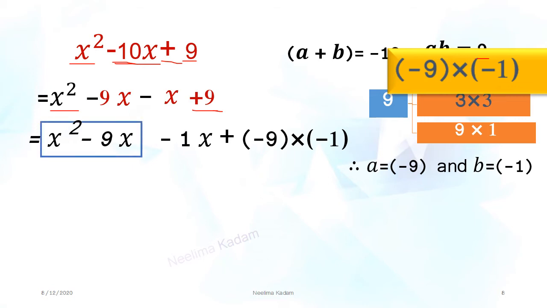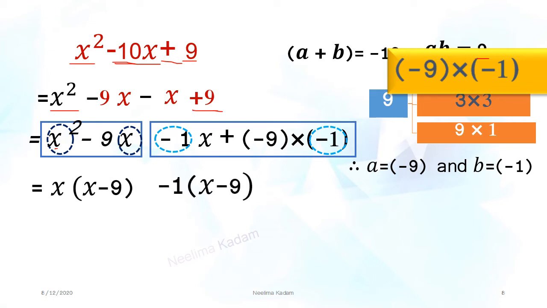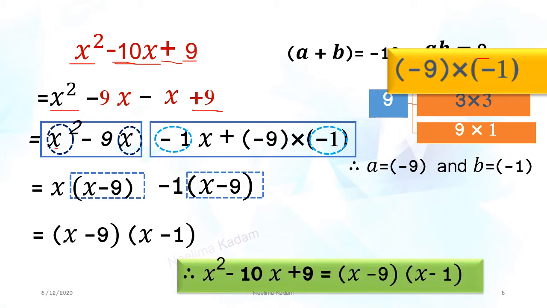Now take these two terms and these two terms. In these two terms x is common and here minus 1 is common. So we will take x common, that is x into x minus 9. Here minus 1 common, x plus and minus minus 9. Now again x minus 9 is common. So factors will be x minus 9 and x minus 1. Therefore the factors of x square minus 10x plus 9 is equal to x minus 9 and x minus 1. Okay.